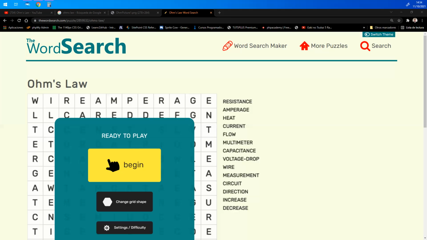Lo voy a poner por acá. Y lo voy a poner aquí para que lo escuchemos. Está compartiendo el sonido.